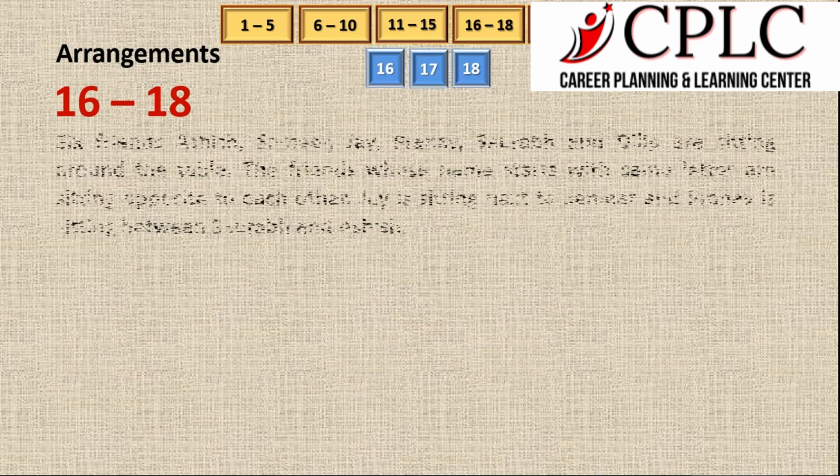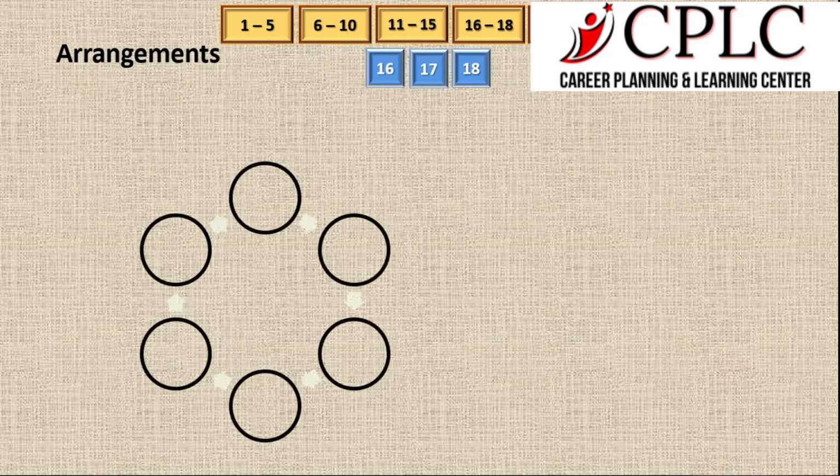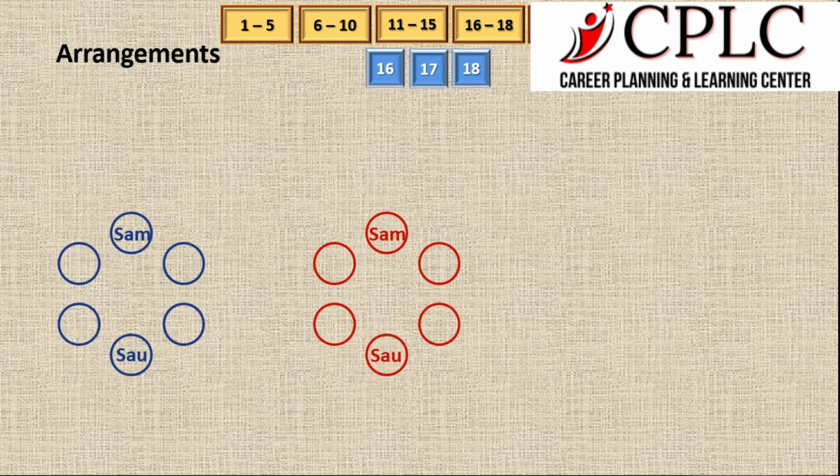Last two from the circular ones. So this is the data. Try to solve this. There is just a small twist based on that. The friends whose names start with the same letter are sitting opposite, that is Samir and Saurabh. Then based on this, there will be two scenarios, because Jay is sitting next to Samir. It can be either left or right.